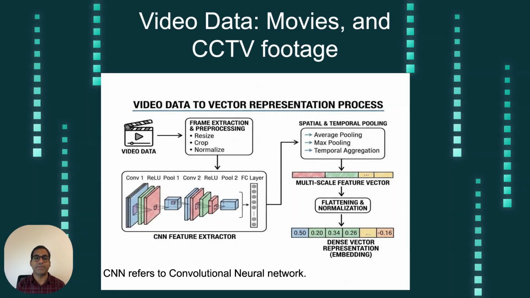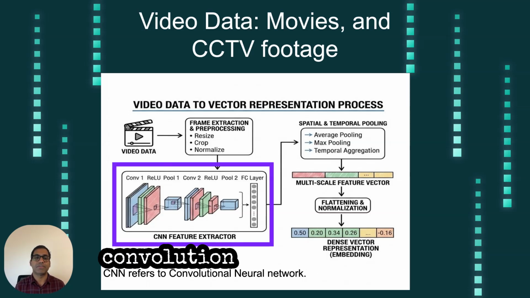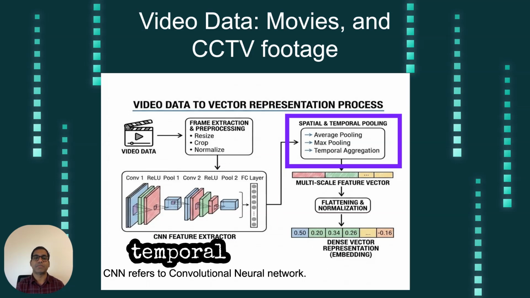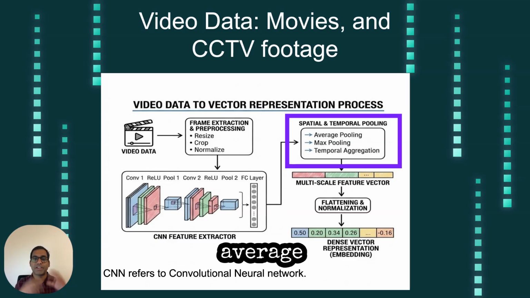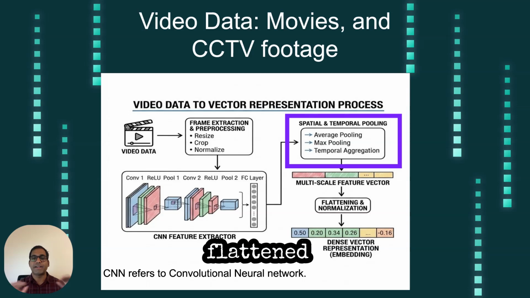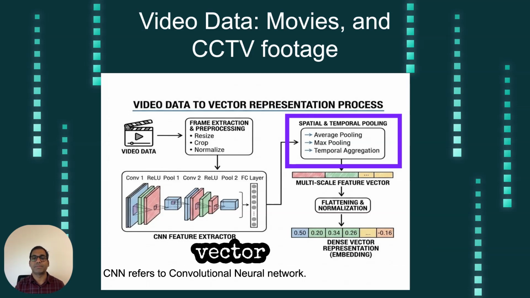Let us talk about video data representation. Since a video consists of a sequence of images, each image frame is first processed using filtering techniques on convolutional neural networks, CNN, to extract image vectors. This sequence of image vectors from all frames is then aggregated using temporal pooling layers such as average pooling layer, max pooling layer, or temporal aggregation layers. Finally, the aggregated vector is flattened to produce a vector representation of the video, also called dense vector embeddings.